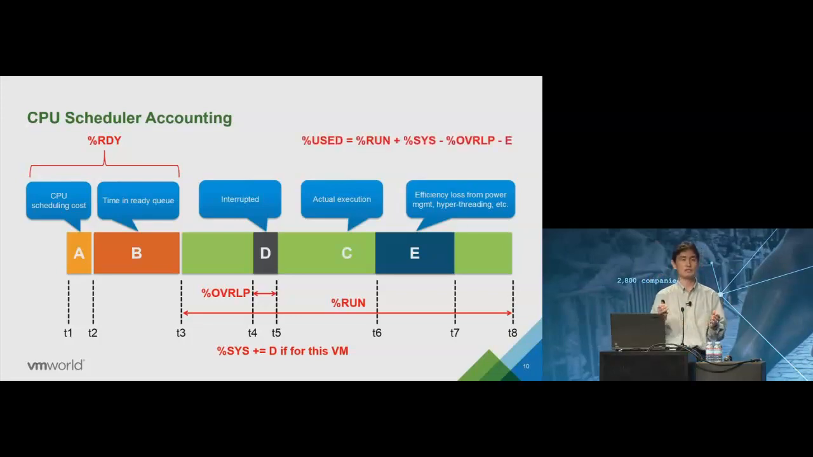Use time looks very complicated. It's basically runtime, but we want to account for system time and also interrupted time and some efficiency loss as well. So yeah, I don't think we have to memorize this formula, but have just some basic concept about actual charging may be different from runtime.